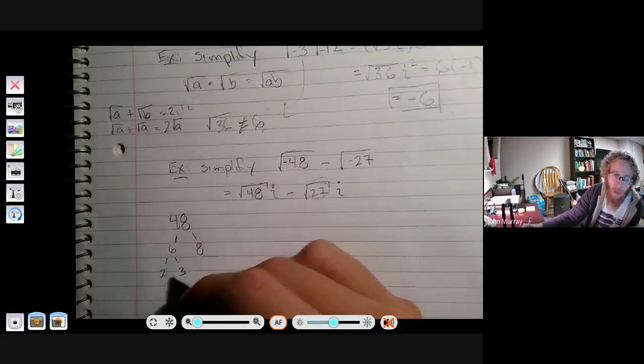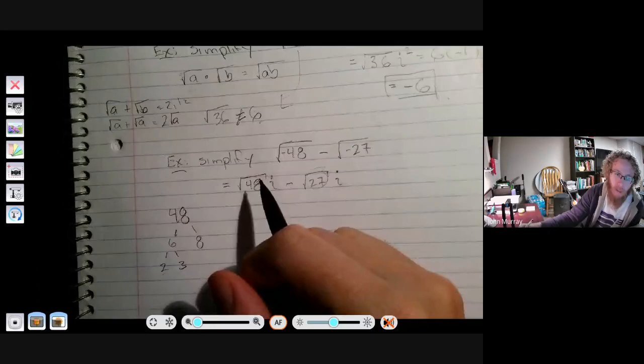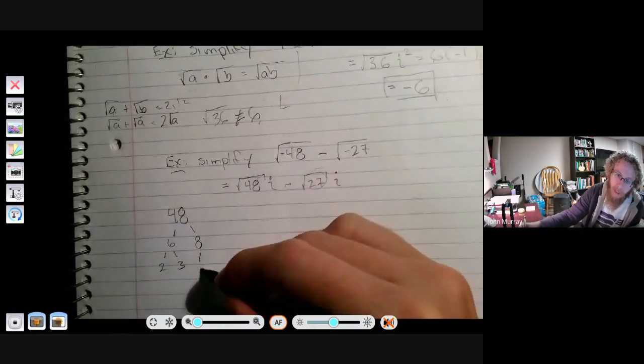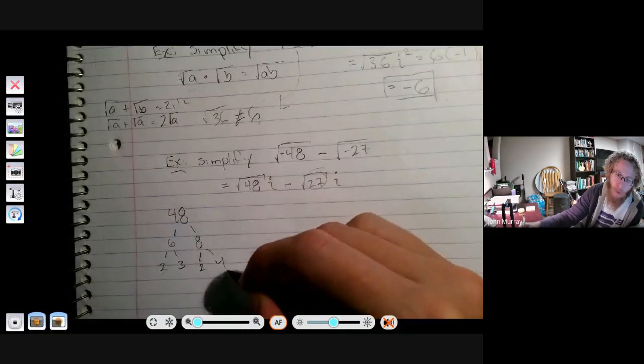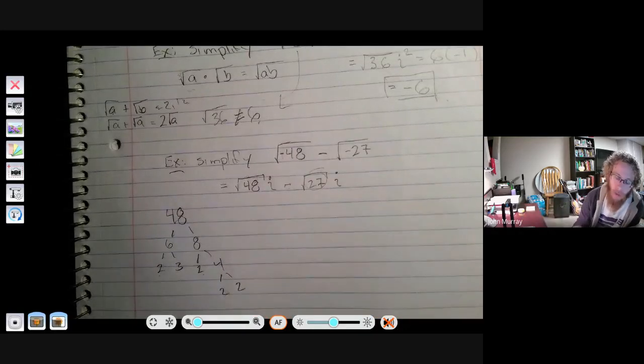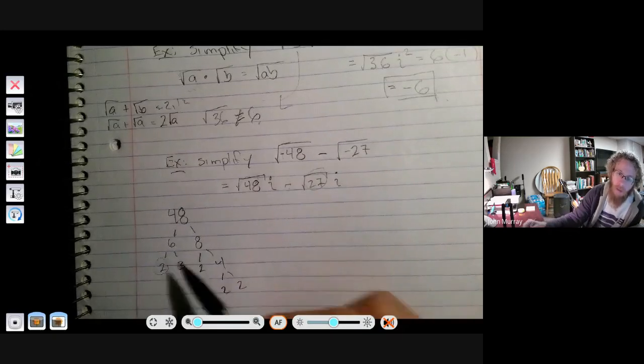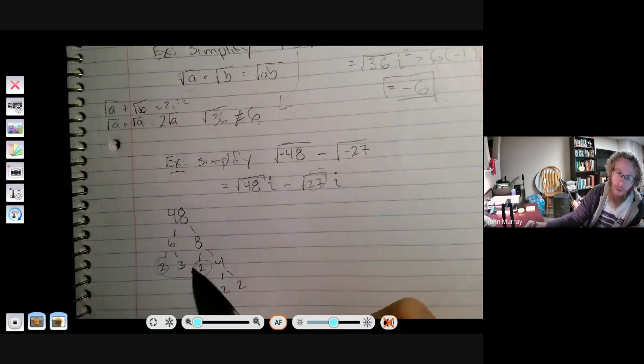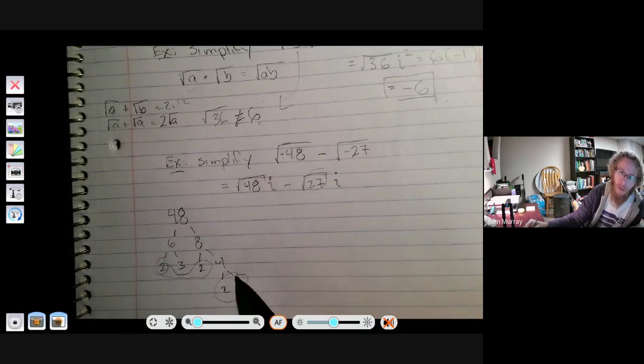6 is 2 and 3. Those are both prime numbers. I can't take that any further. 8 is 2 and 4. The 2 doesn't go anywhere. 4 is 2 and 2. Then I look for pairs of numbers. So I have a 2 and a 2 here, and a 2 and a 2 here.